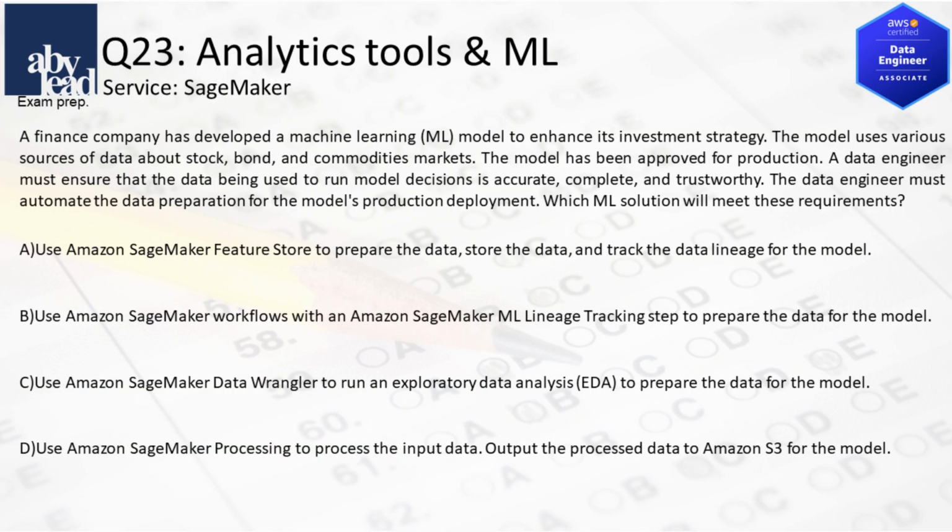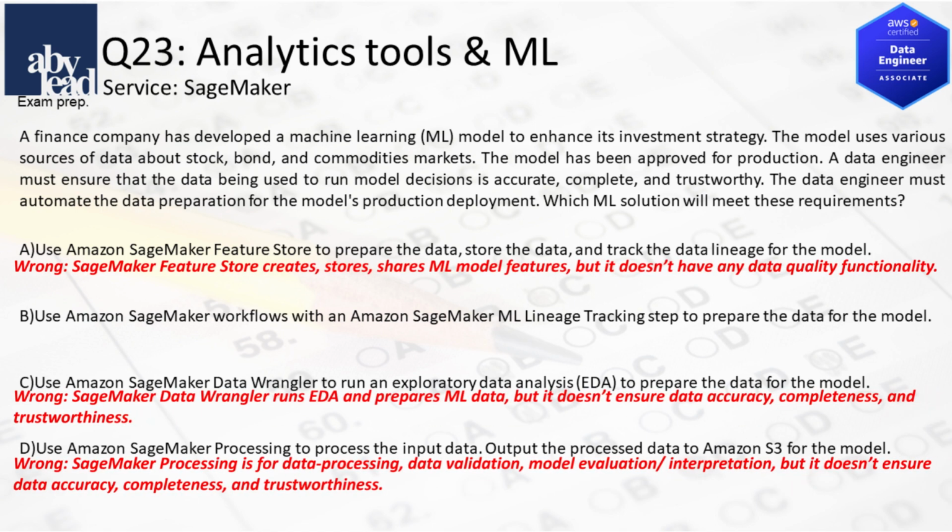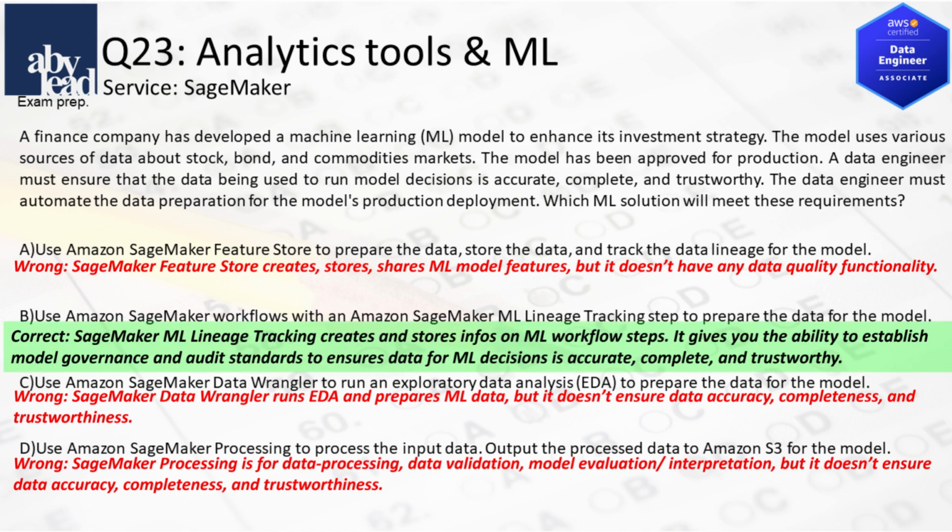Question 23. How do you ensure data quality with preprocessing for an ML model? SageMaker Feature Store and SageMaker Processing are for models, but both don't correct or assure data quality. With SageMaker Data Wrangler you prepare model data without quality monitoring. You best use SageMaker lineage tracking of workflow steps for governance and accurate decisions.